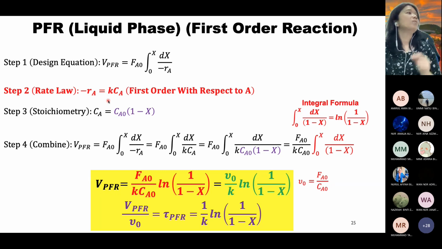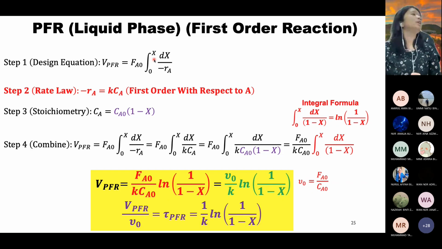Tetapi masalahnya, we cannot just simply replace the minus RA in the design equation with KCA because you are integrating towards X. Kita akan mengkamirkannya terhadap X. Bila kamu letak KCA, dia tak ada X. Kamu kena mengkamirkan, you have to integrate towards X. But right now, I still don't have X in my equation.